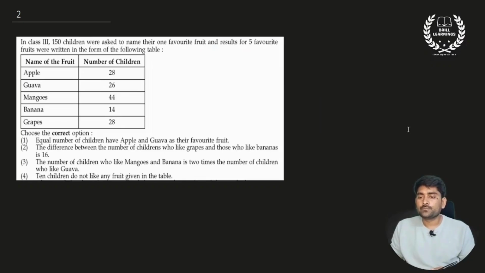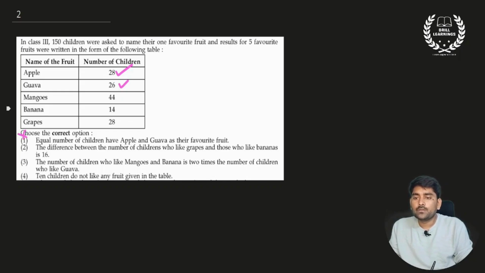Choose the correct option. So we'll check each option one by one. Equal number of children have apple and guava as their favorite fruit. Let's check the number of children who like apple. So apples 21, 28, and then guava 26. First statement is wrong. So this is not correct.